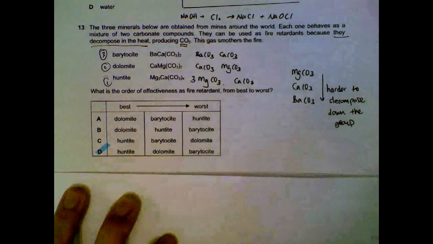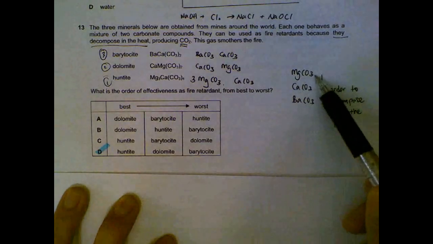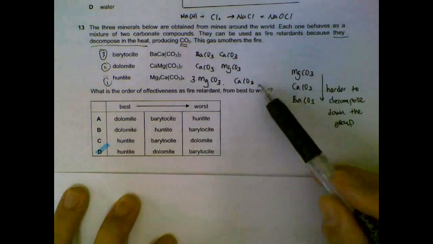That's why we have option D. So compare which one releases carbon dioxide the easiest, and that will be the one that will be the best mineral to use to put out fires.